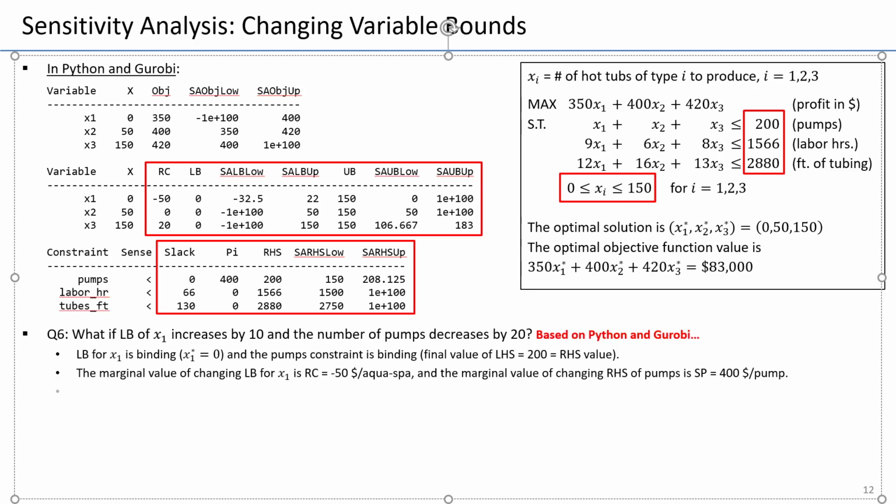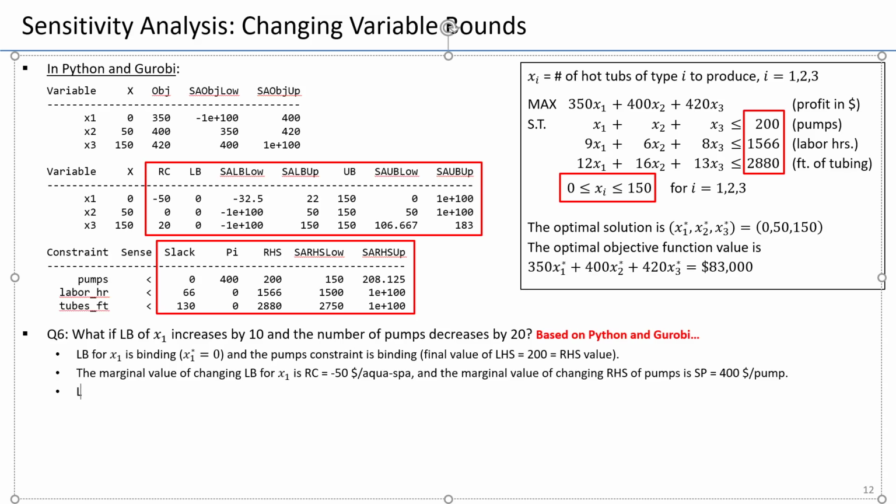Right, and again, the marginal value of changing the lower bound is the reduced cost. We see it here, minus 50. And the marginal value of changing the right-hand side is the 400, the shadow price 400. However, in this case, we have the ranges of feasibility for both. So now we actually have all the information.